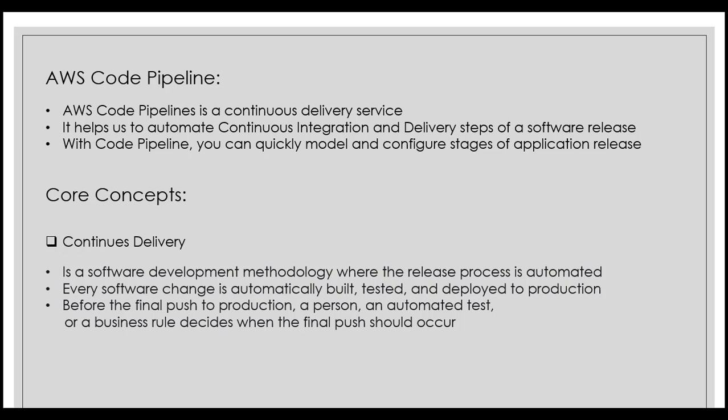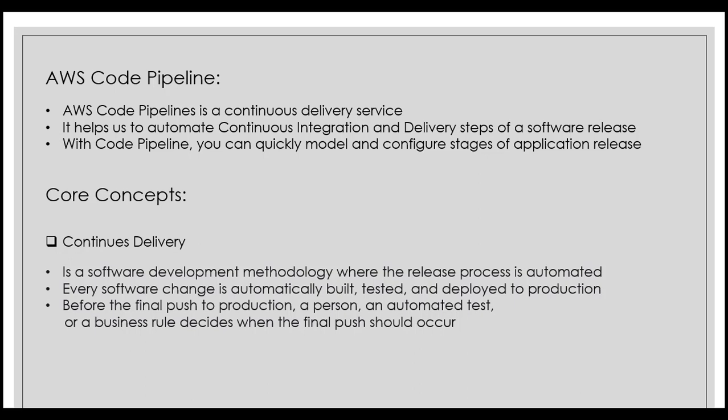There are a few core concepts before we start with CodePipeline. Let's understand what exactly continuous delivery is. It's a software development methodology where the release process is automated. Every software change is automatically built, tested, and deployed to production. That is the continuous delivery model. But there's a catch. Before the final push to production, a person, an automated test, or a business rule decides when the final push should occur.